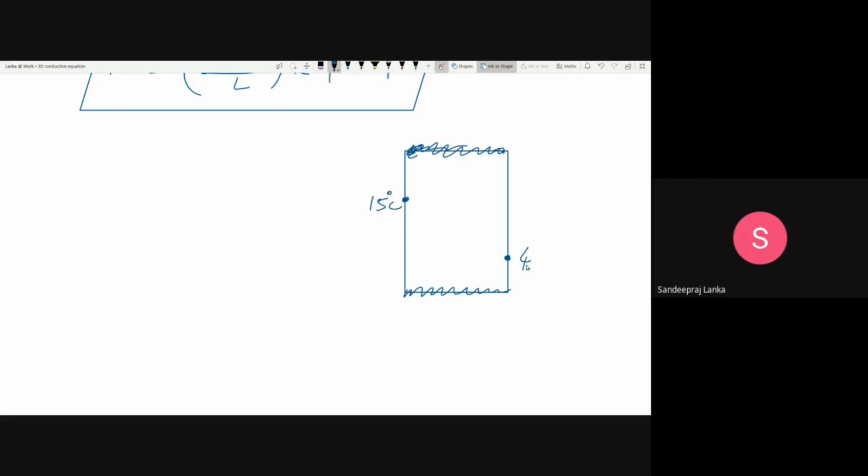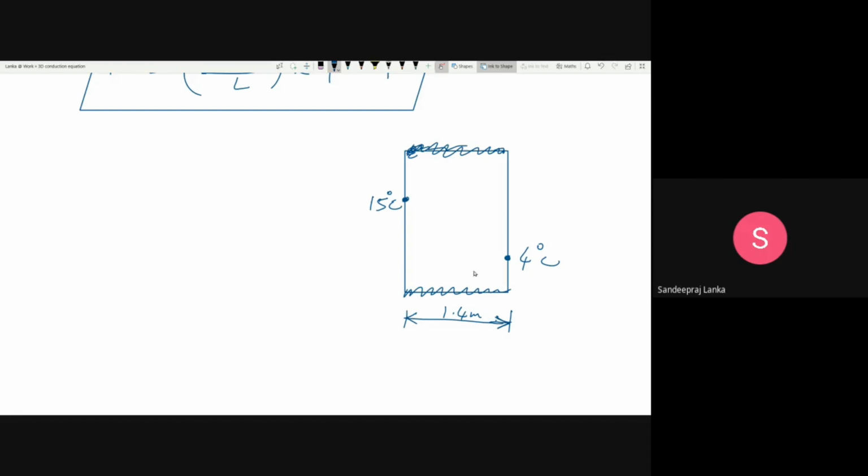Outside you have 4 degrees centigrade. These are the values that I've taken from the problem that we solved for the conduction case. 15 inside, and 4 degrees centigrade is the outside temperature. This is the first problem that we solved in our course. So the same problem I have taken here, 15 degrees centigrade on one side and 4 degrees centigrade on the other side. If this is the case, and the thickness is 1.4 that we have taken, anything you can take, one example is important here.